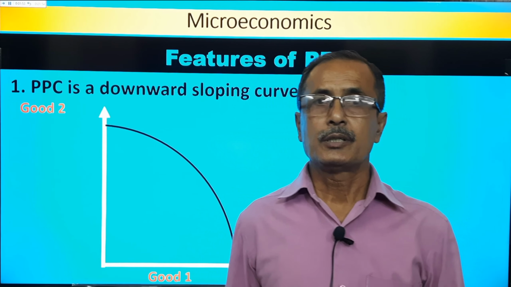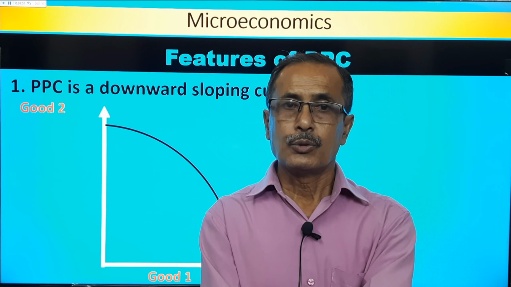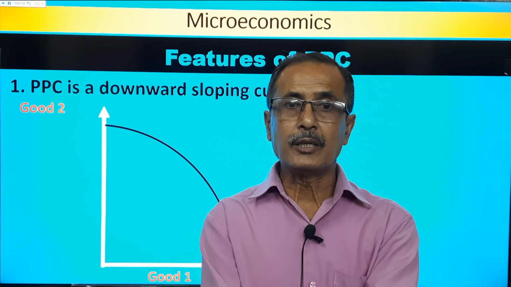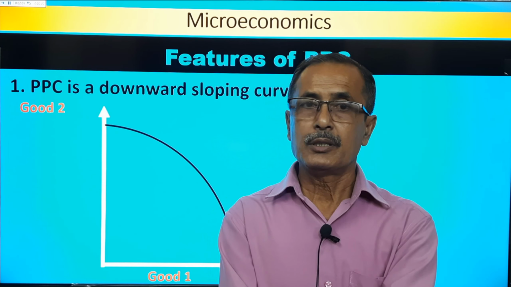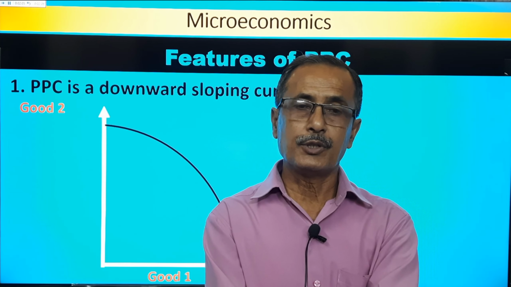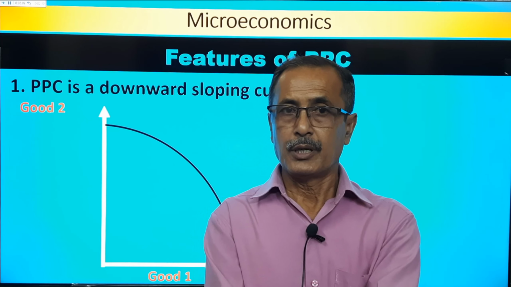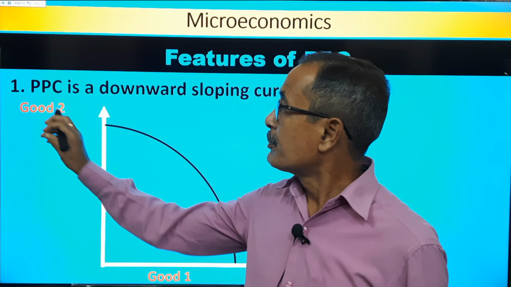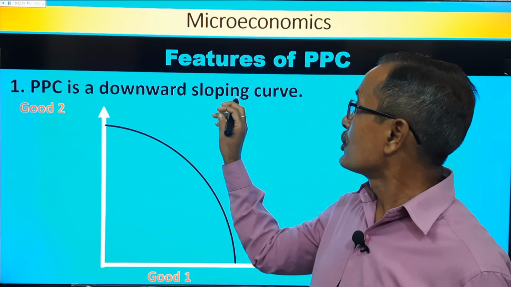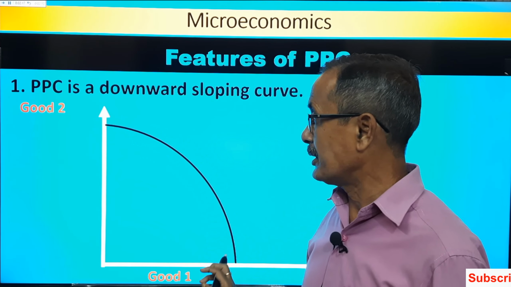Welcome to Bina classes. As we have started the production possibility curve discussion, this is in progress of the same topic. Today we will discuss the features of the production possibility curve, the features of PPC. There are two main features. Number one, PPC is a downward sloping curve. It means the curve slopes downward from left to right.